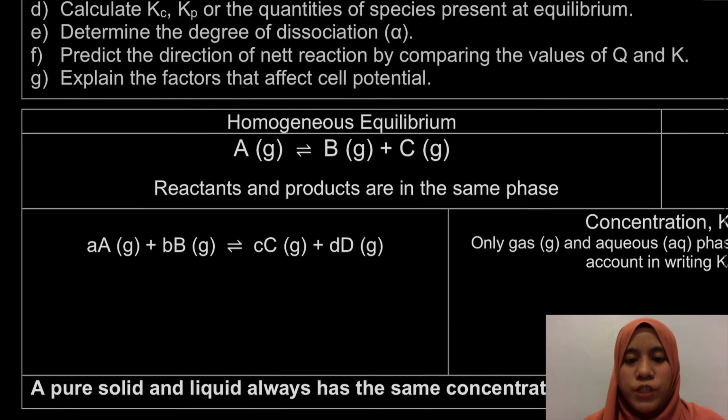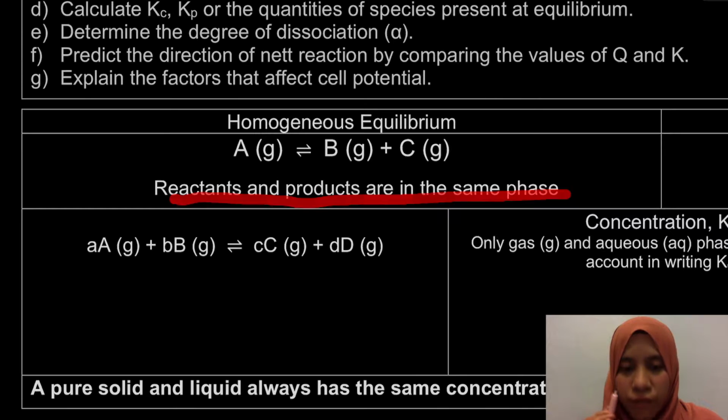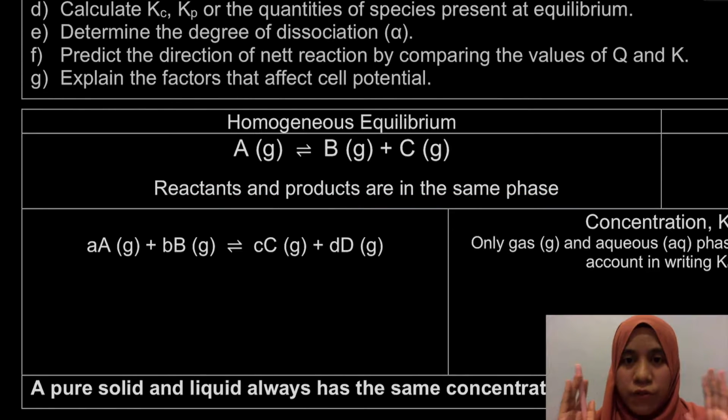Homogeneous equilibrium is the reaction where the reactants and products are in the same phase. But remember, starting from chapter 6, we learned about equilibrium. For the reaction, we will use the reversible arrow. So back to the homogeneous. Homogeneous means that it is the same, so here the reactants and products are in the same phase. In this specific equation, all of the species are in the gaseous phase.